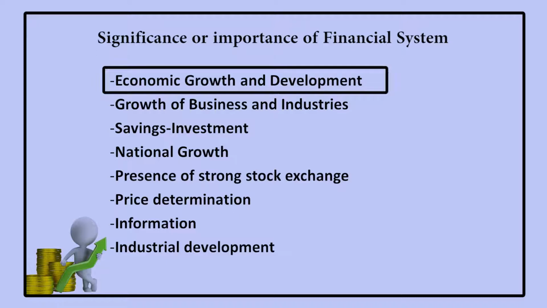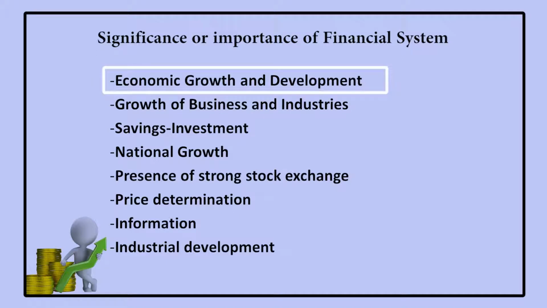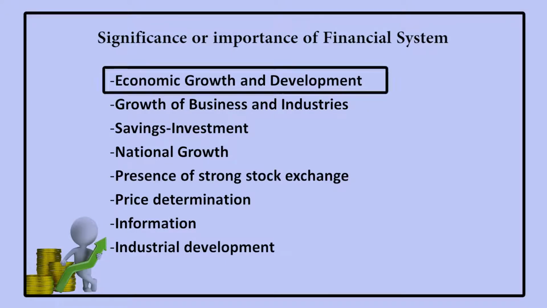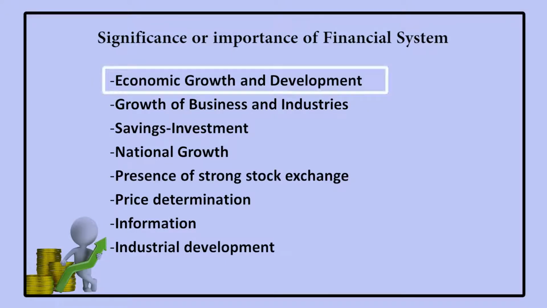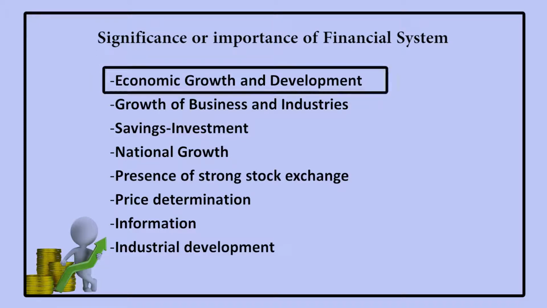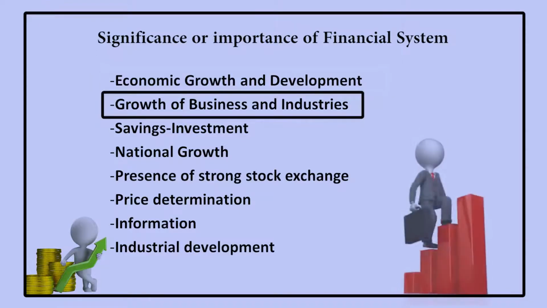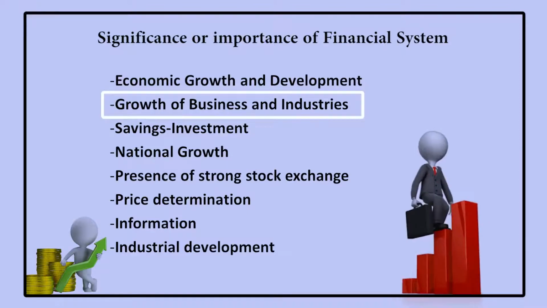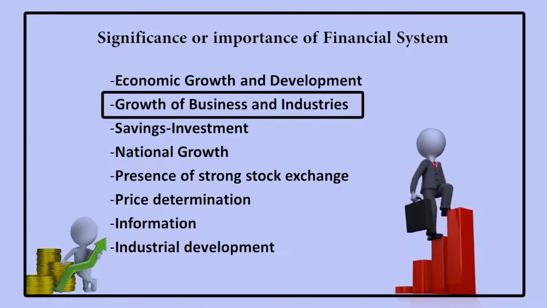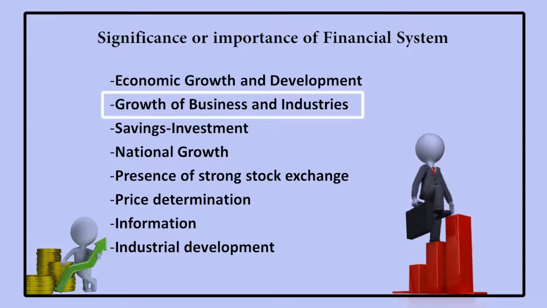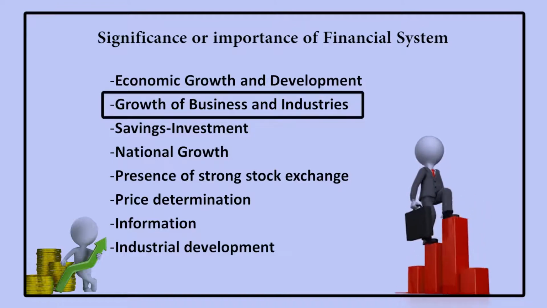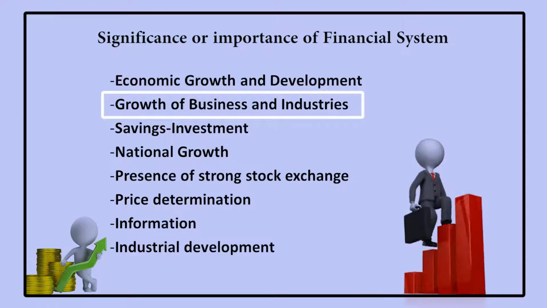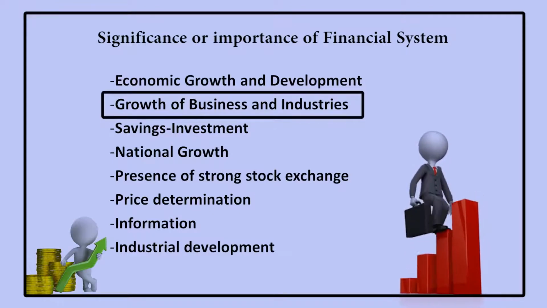Here, economic growth and development means that with the help of the financial system and different intermediaries, the economic growth of a country is possible through efficient financial systems. The next importance is the growth of business and industries. As we know, savings is the main part of business in any country for economic development, and the different business units and corporate sectors need investment as a part of savings.